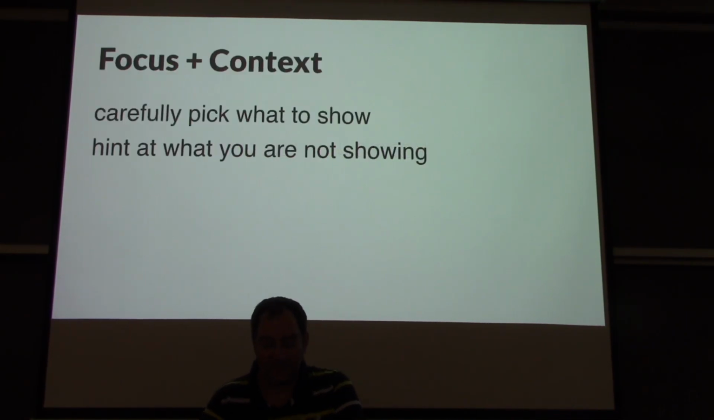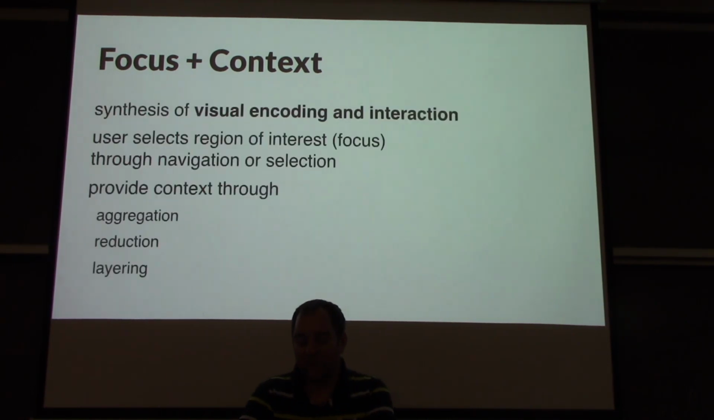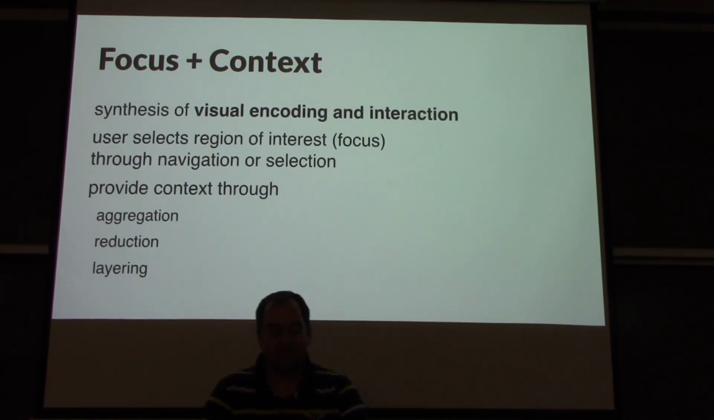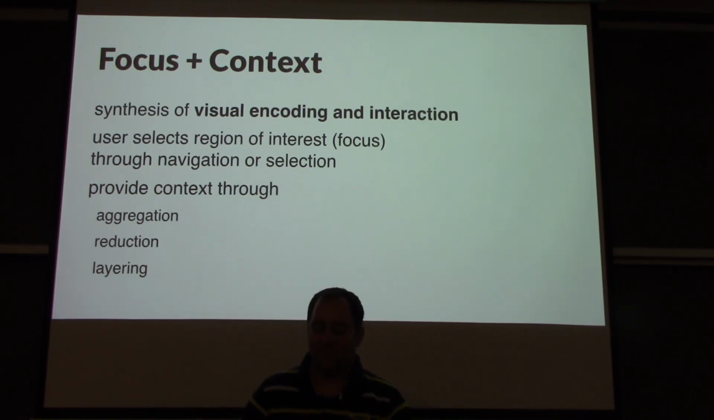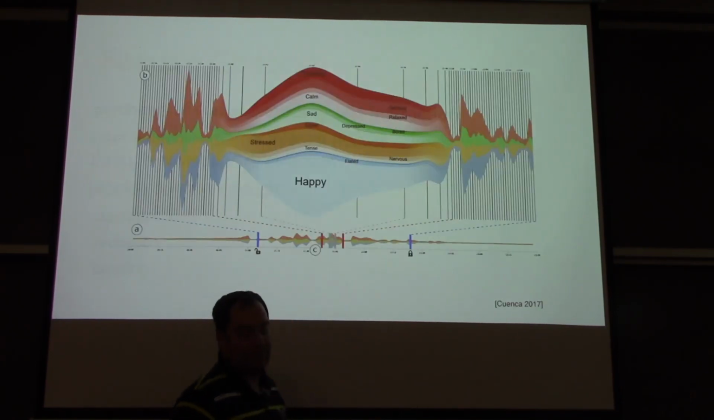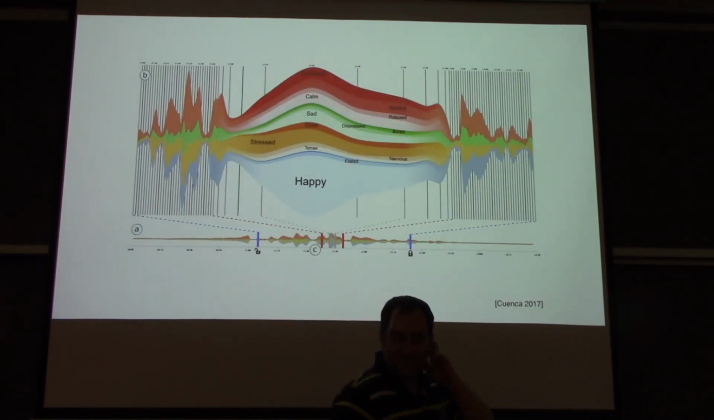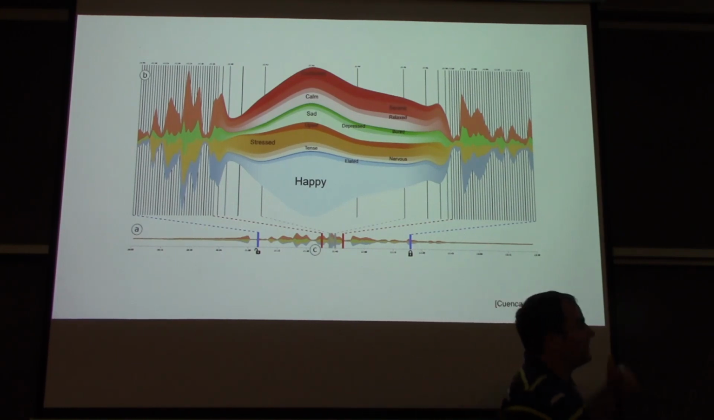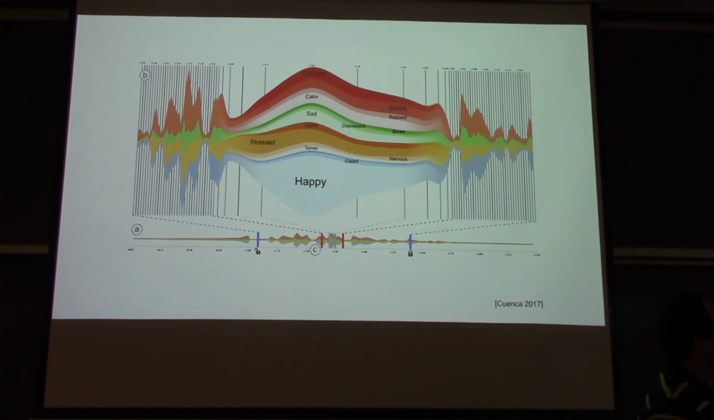We talked about focus and context. Here we carefully pick what we show and hint at what we're not showing. This is a synthesis of visual encoding and interaction. So users select a region of interest through navigation or selection, and then we provide context through aggregation, reduction, or layering. And this is an example of a focus and context technique, the ThemeRiver technique. This is essentially like a stream of things.